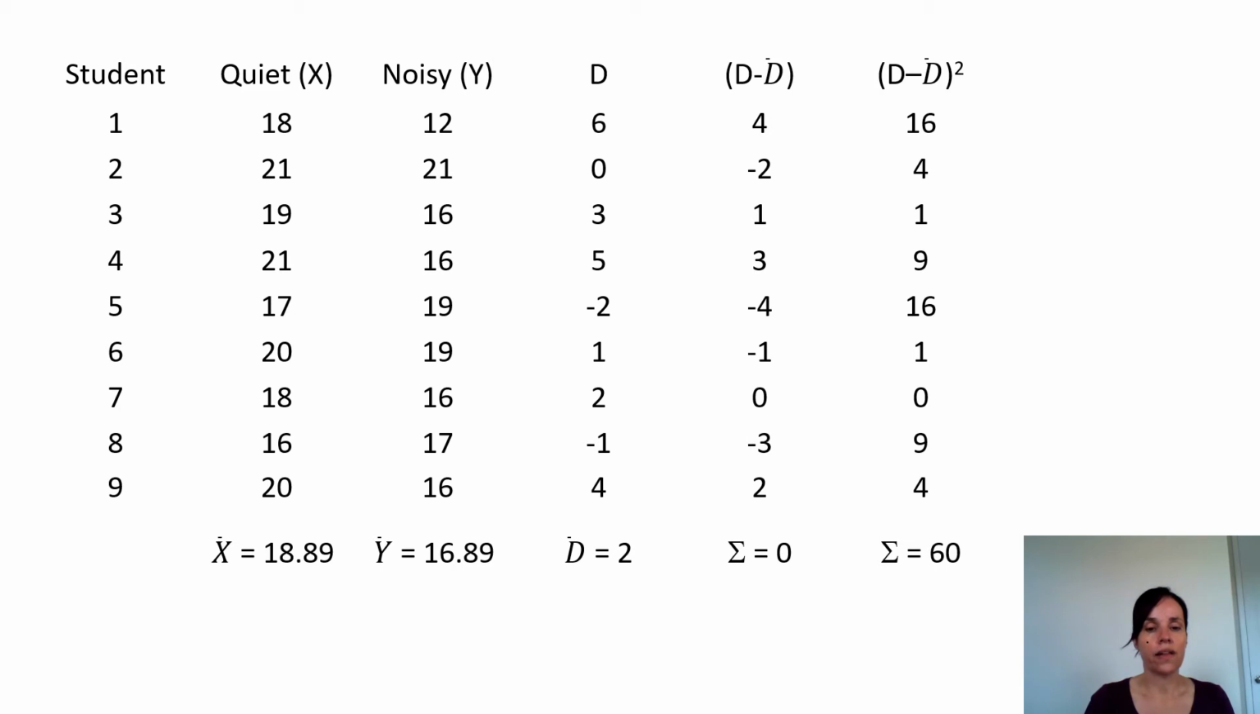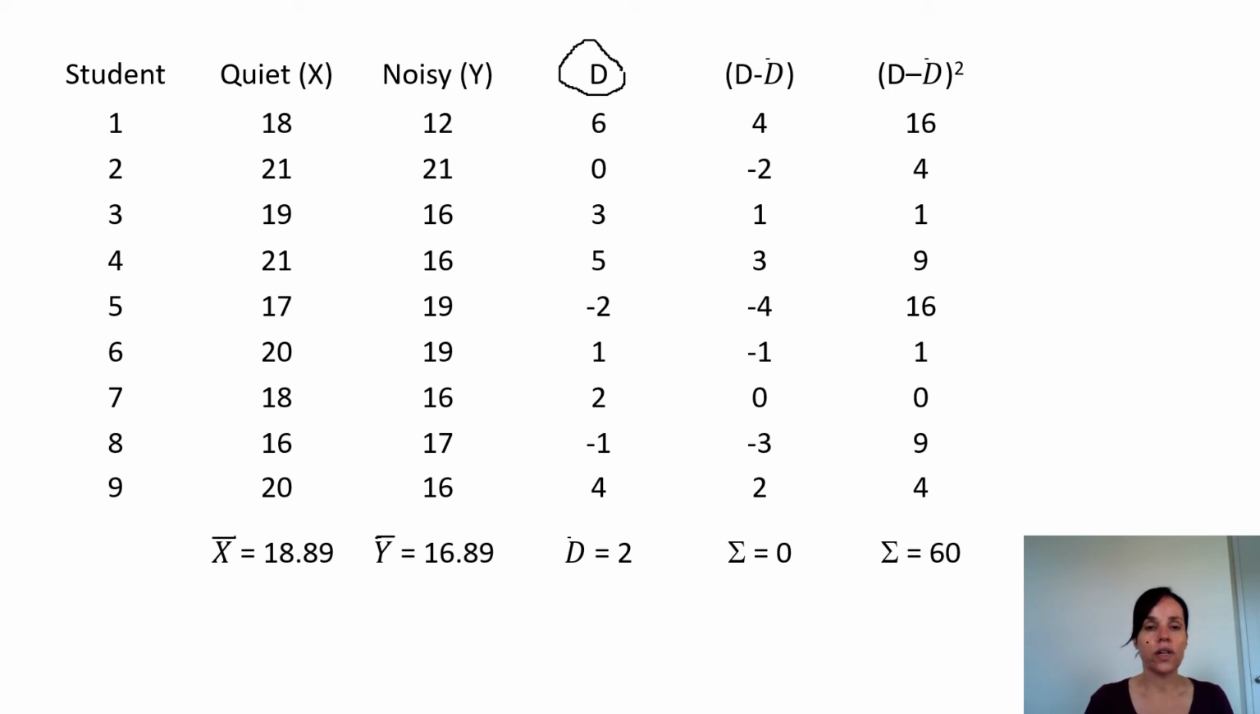Down here, at the bottom of each column, I've labeled X bar and Y bar. So we just calculated these 2 numbers. The average number of math problems that people solved correctly when it was quiet was 18.89. The average number of problems that people solved correctly when it was noisy was 16.89. So in other words, people solved more math problems correctly when it was quiet than when it was noisy. So I asked you to add this 3rd column and label it D for difference score.